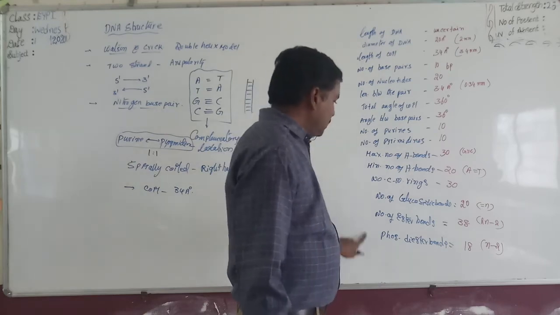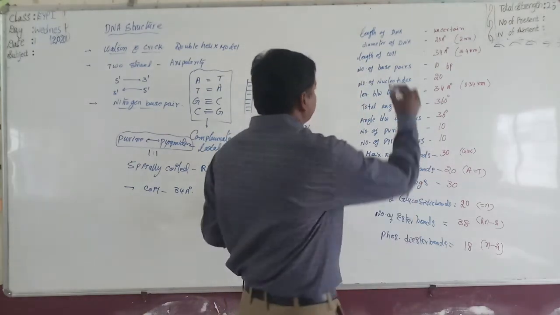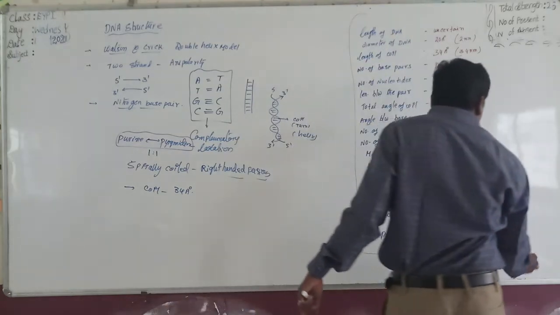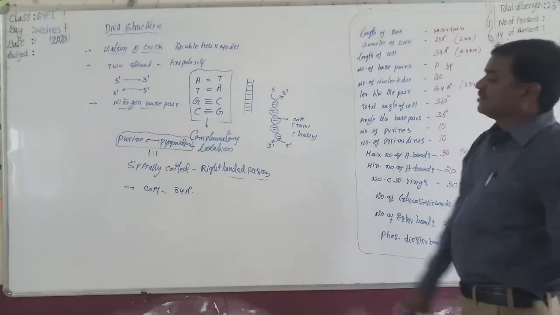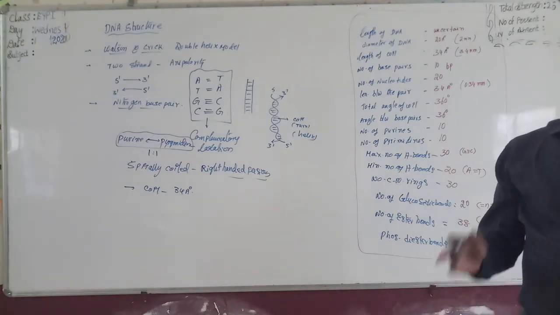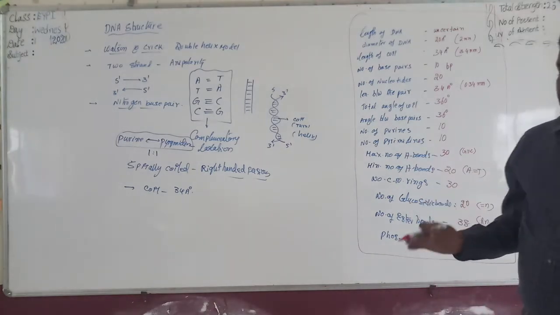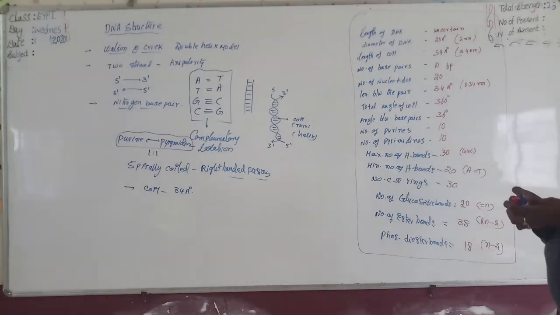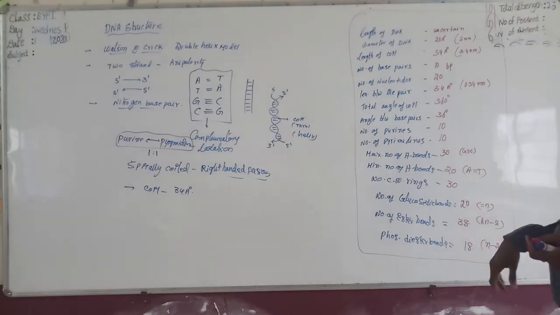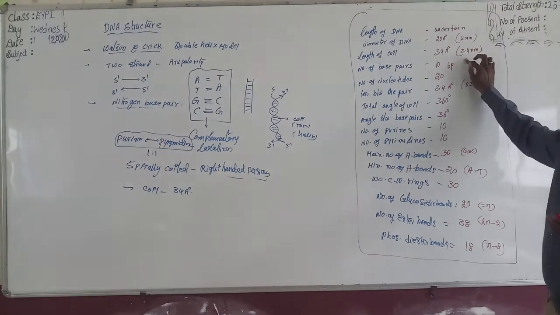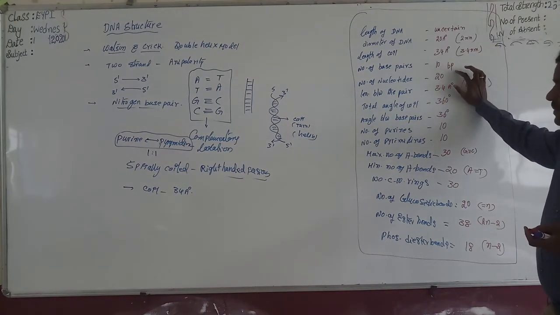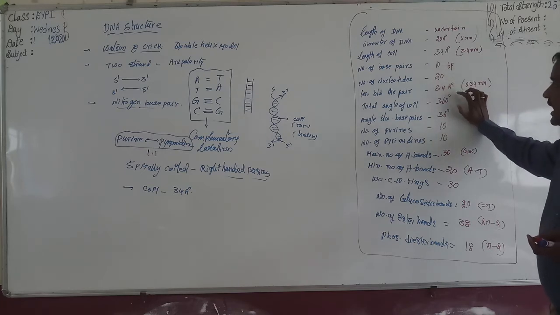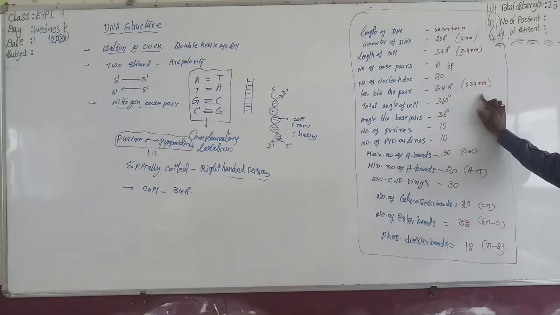So there are a total of 60 statements in the measurements of a DNA molecule. They are the most important measurements to solve problems regarding the DNA molecule. One, the length of DNA is uncertain. Diameter of DNA is 20 angstroms, that is 2 nanometers. Length of each coil is 34 angstroms, that is 3.4 nanometers. Number of base pairs 10, nucleotides 20. Length between base pairs 3.4 angstroms, 0.34 nanometers.